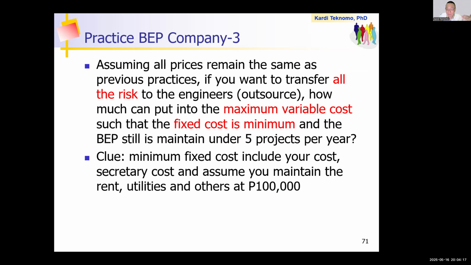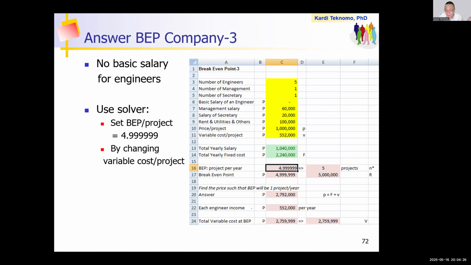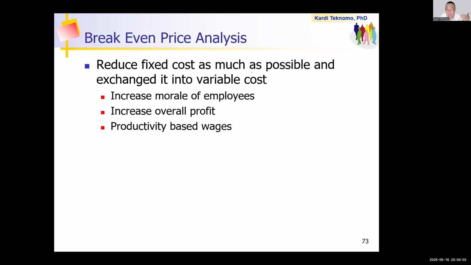The minimum fixed cost, of course, includes your cost and the secretary, and of course the rent, utilities, and the others. In this scenario, the engineer's income drastically increases, and outsourcing increases their salary per year at peak. At the same time, you also improve the risk for the employer, for the owner of the company. This is our goal. So reducing the fixed cost as much as possible and then exchanging it into variable costs.